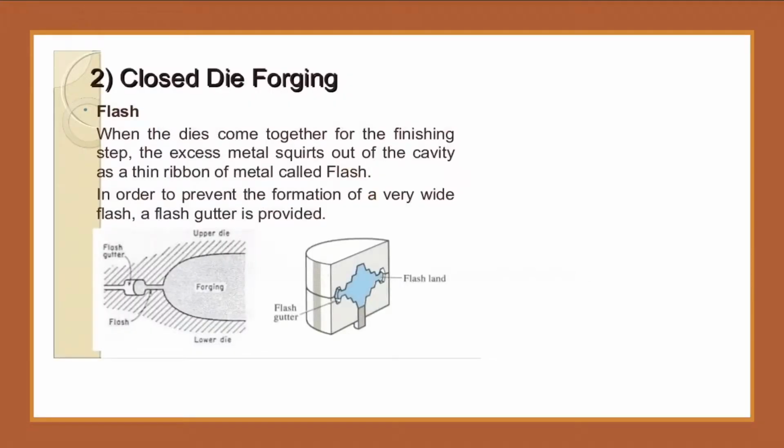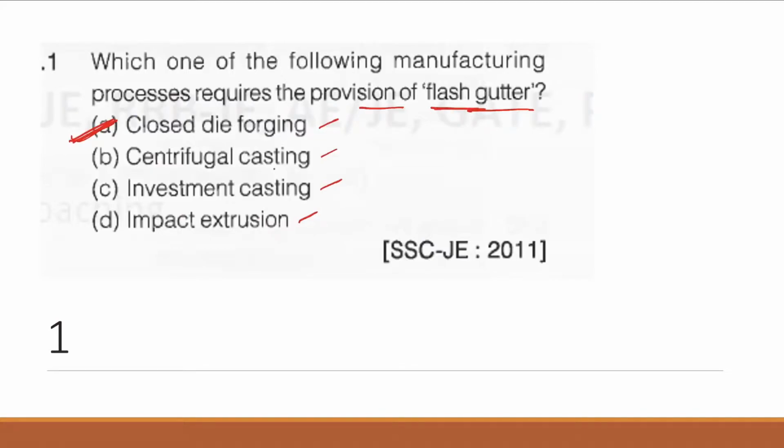So in closed die forging we use this flash cutter, this is the closed die forging diagram. We use the flash cutter basically to cut out excess metal from the die. So in this way the flash cutter is used in closed die forging.